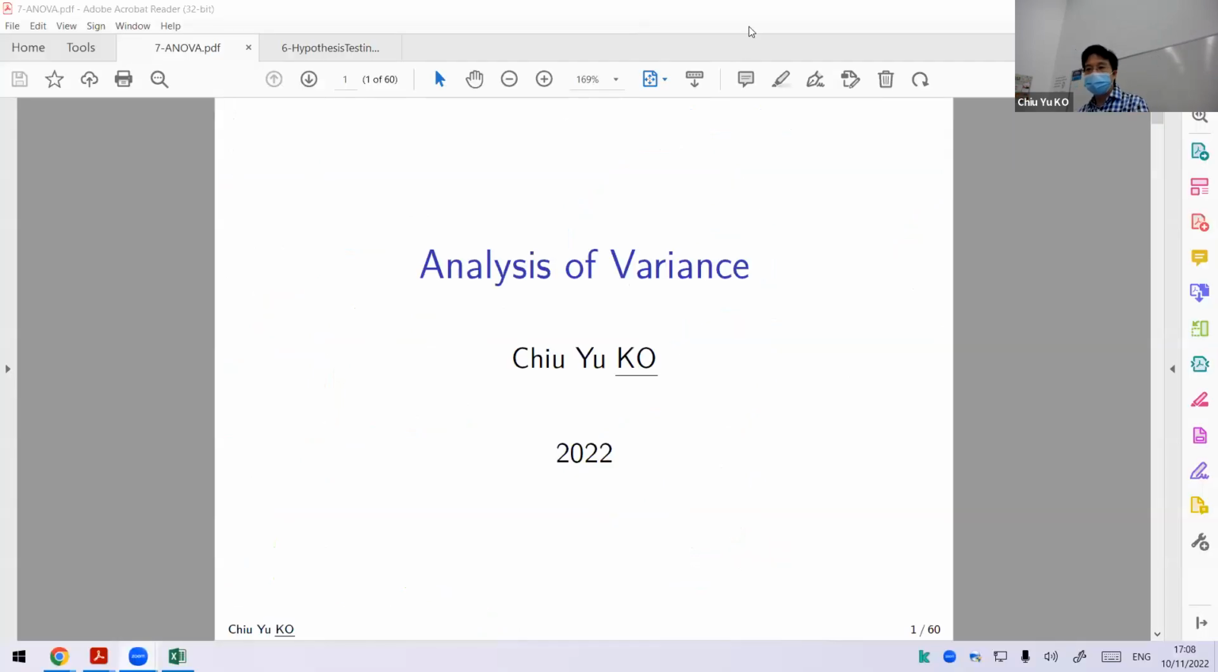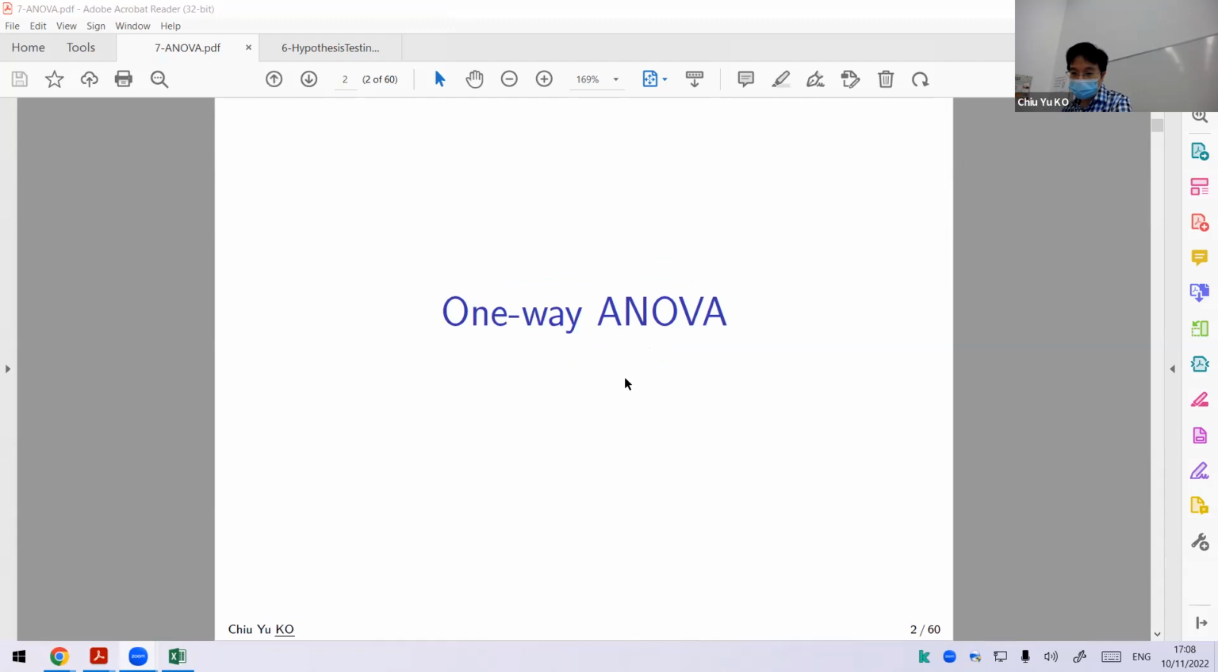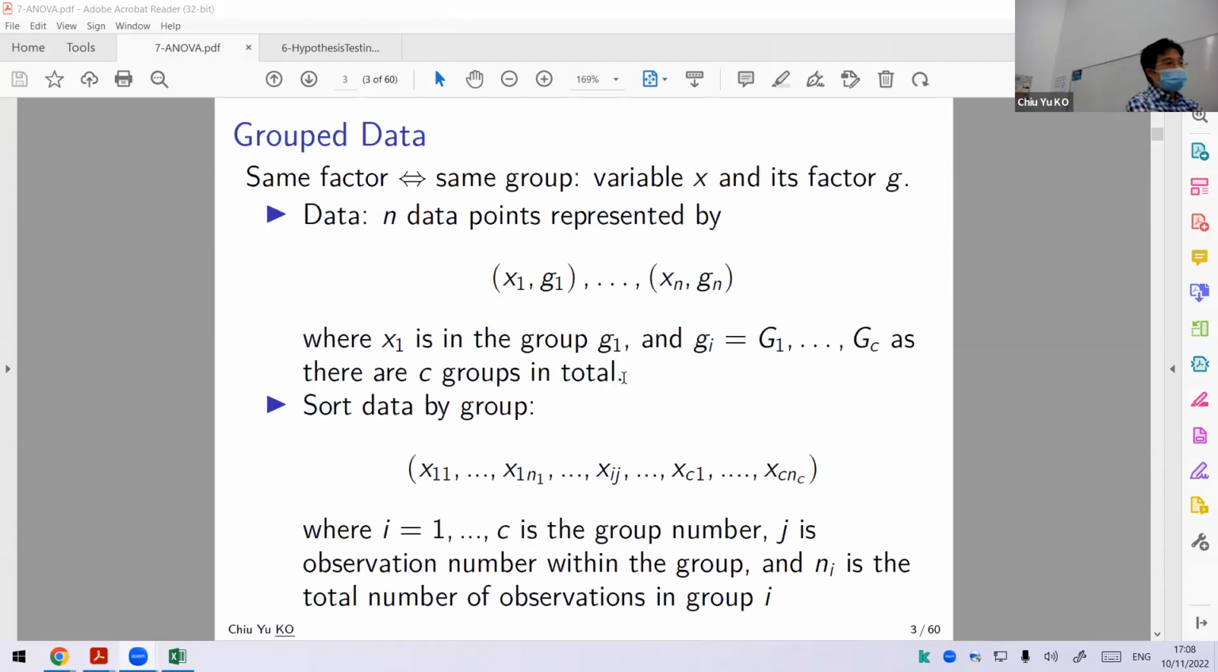This is called analysis of variance, and in short, you will see in math textbooks it's called ANOVA. That's why this topic is called ANOVA. As you will see, many people say this is a special case of regression, which we cover in the next topic. That's why you seldom see people talk about regression. So, one-way ANOVA.